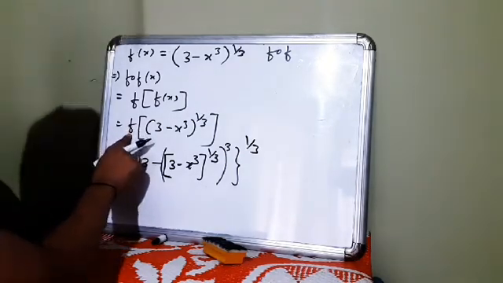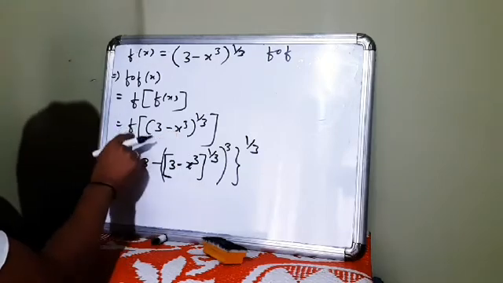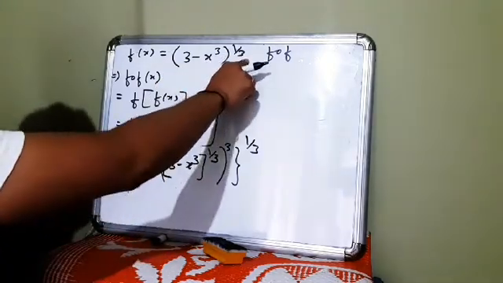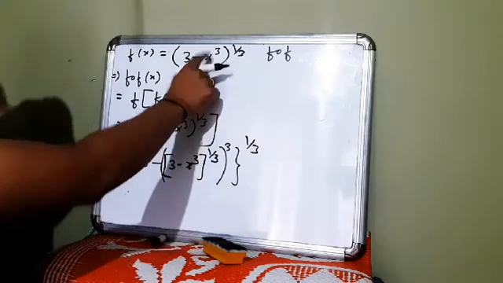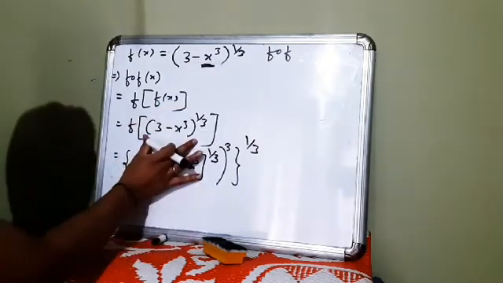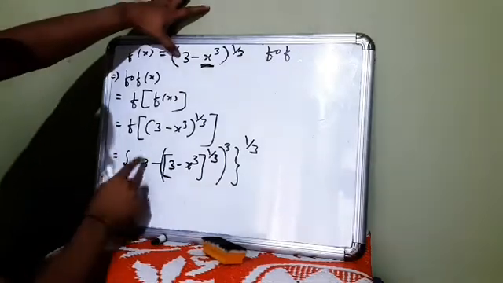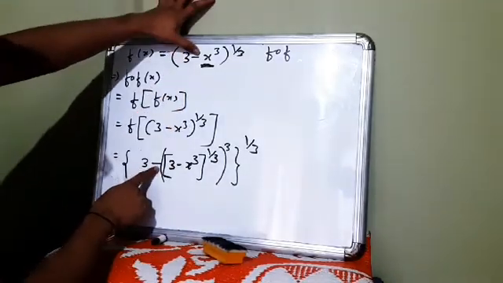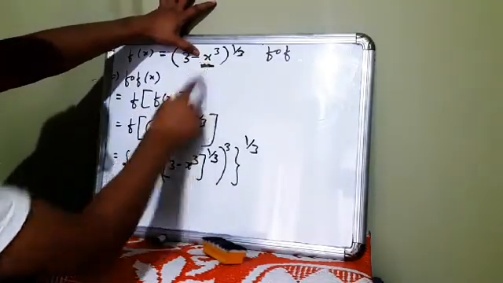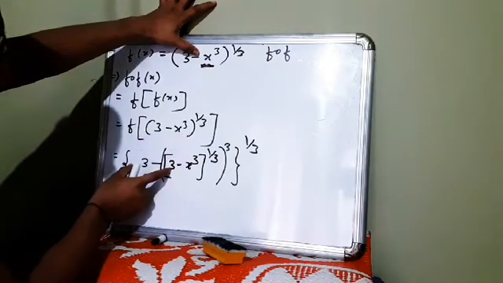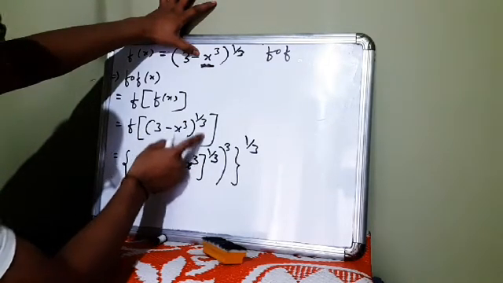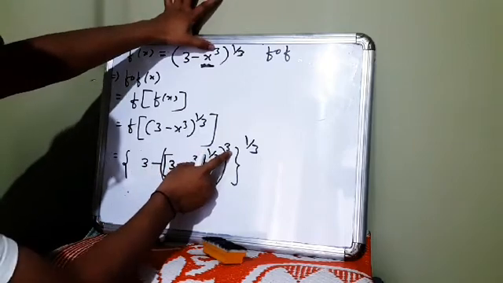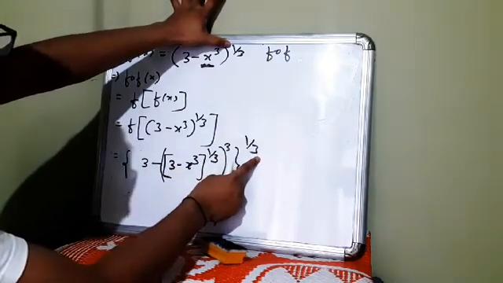See, f of this value, but the f function is what? (3 minus x cube) to the power 1 by 3. Means what? In this function, wherever x is there, in that place of x we have to put this whole value. So this 3 as it is, minus x cube, but this x is what? This whole value, that is (3 minus x cube) to the power 1 by 3 as it is, and this cube as it is, and this whole power is 1 by 3 as it is.